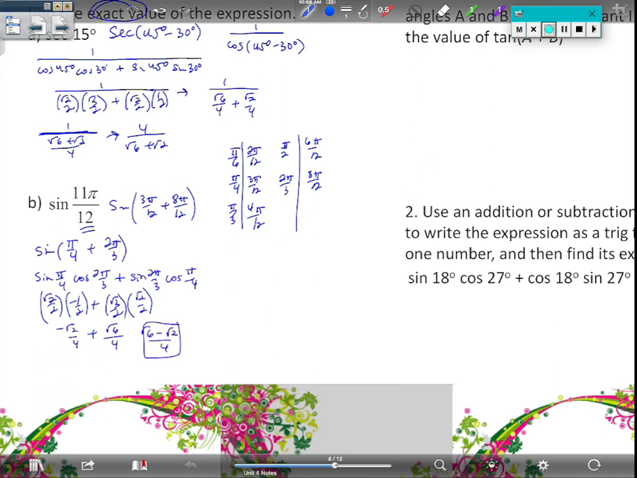Root 6 and root 2 and root 3 show up a lot of times in these. And that makes sense because those are the unit circle values, right? So you'll see those values over and over again. So that's how we would do addition and subtraction in this circumstance. Okay, are we okay with that? All right, let's go to the next type that we will see.